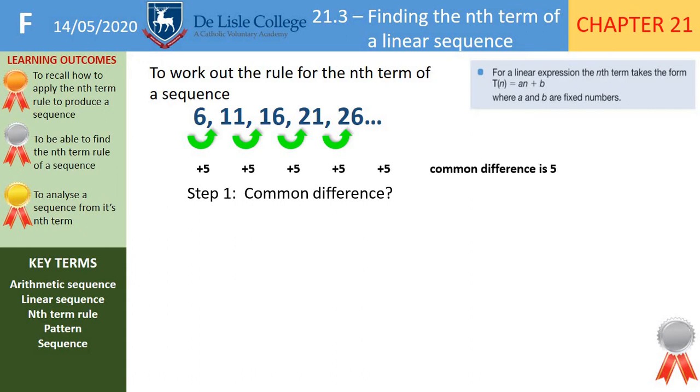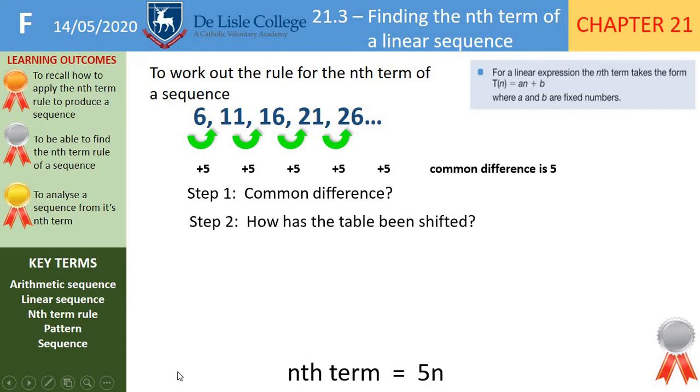So the common difference is 5. That tells you what this A value is here. So the first part of your nth term rule is 5n because the common difference is 5. And well, we can now check if there's anything else come afterwards. So let's see. We look at how the table has shifted. So we've got a string of numbers here, 1 to 17.